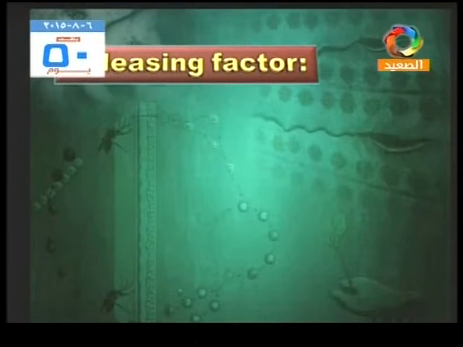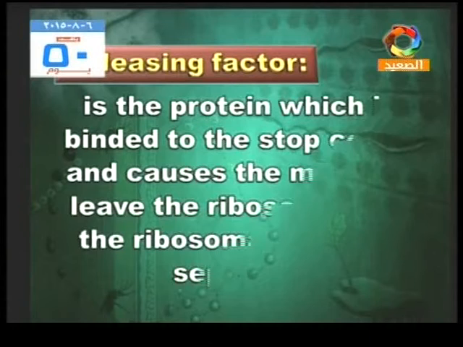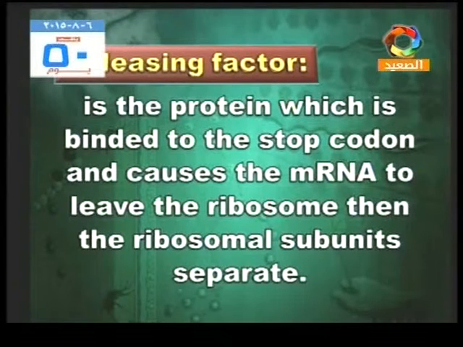The releasing factor. Look at the film while answering this question. The releasing factor is a protein which is bound to the stop codon and causes the messenger RNA to leave the ribosome, then the ribosomal subunits separate.